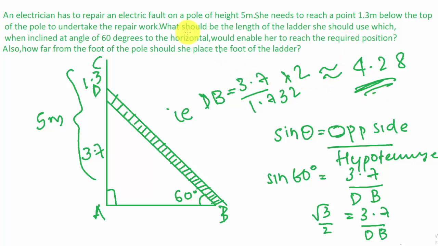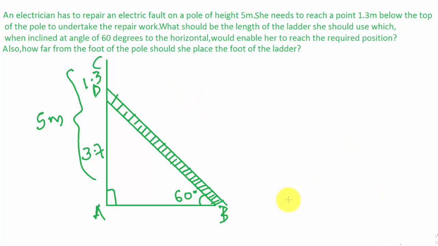So that's your answer. Now there's another question as well, which is to find the length from the ground. Now we need to find the length from the ground, that is the length of AB. What's the length of AB?